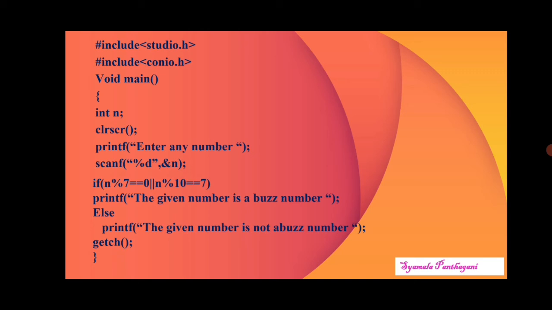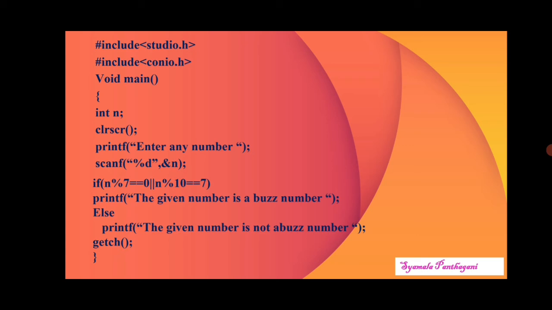Okay, the number is divisible by 7. If we divide a number by 7, the remainder is 0. Or if we divide a number by 10, the remainder is 7. Then if either of these two conditions is true, the whole condition is true. Then only the given number is a buzz number.